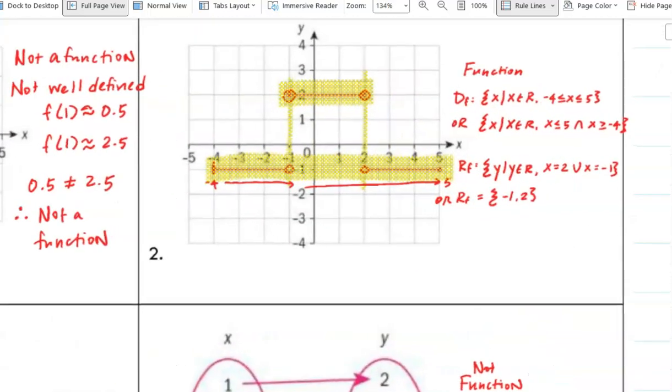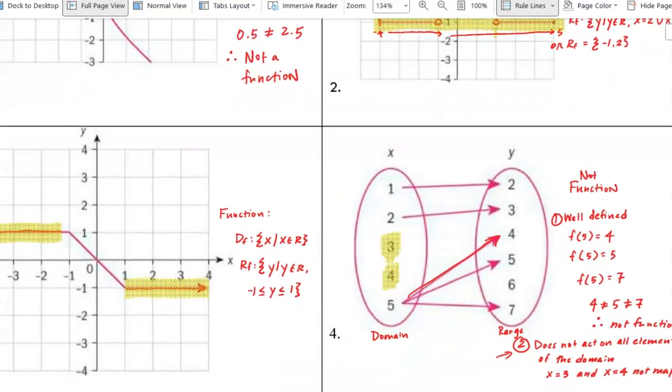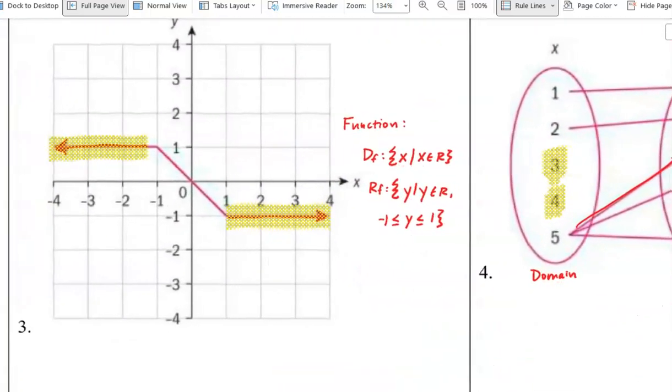Number 2, this is a function. You can't really see it because I did some highlighting, but the domain and range is what I was targeting for you to understand. This is definitely a function. Number 3 is a function. We can see some asymptotic behavior there as x reaches negative infinity and positive infinity, but we can clearly see that that's a function.